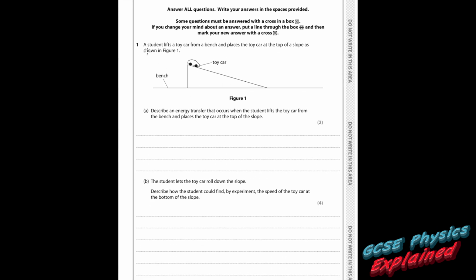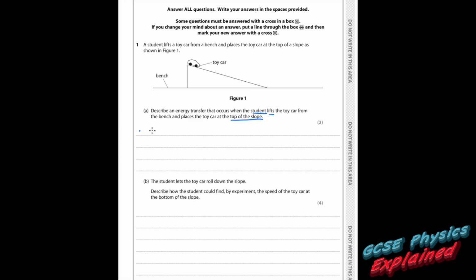Right, question 1. A student lifts a toy car from a bench and places the toy car at the top of a slope as shown in figure 1. Part A. Describe an energy transfer that occurs when the student lifts the toy car from the bench and places the toy car at the top of the slope.